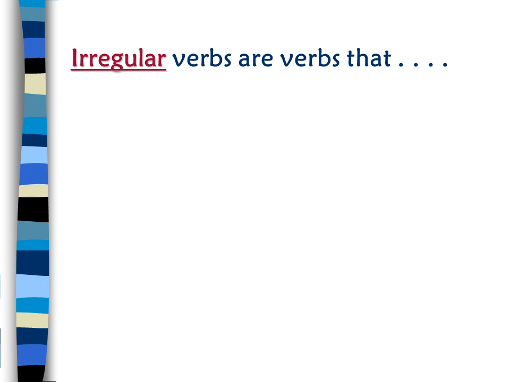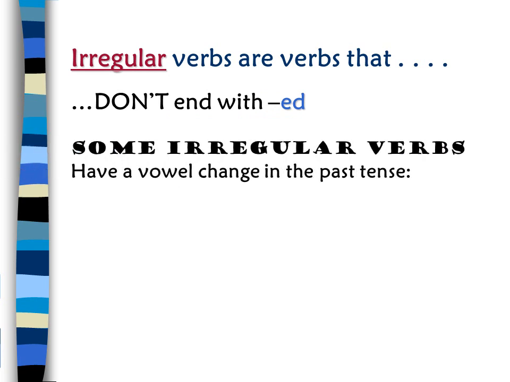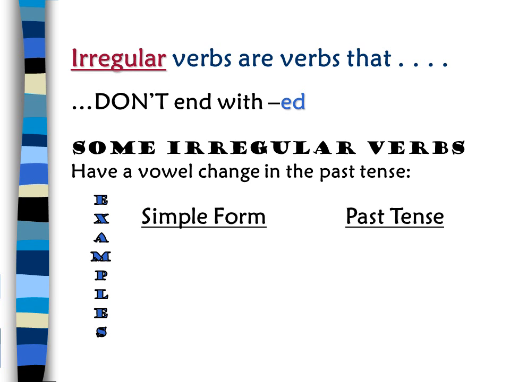Now, irregular verbs are verbs that don't end with ed. Some irregular verbs have a vowel change in the past tense. Let's discover them. Examples. Simple form, past tense. So you have become, became. This is a vowel change, all right? Because O and A are vowels, okay? So become, simple form, becomes became in the past.